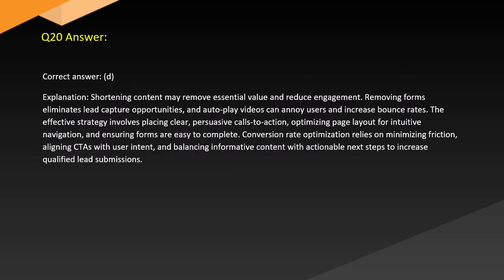Answer. Correct answer, D. Explanation. Shortening content may remove essential value and reduce engagement. Removing forms eliminates lead capture opportunities, and autoplay videos can annoy users and increase bounce rates. The effective strategy involves placing clear, persuasive calls to action, optimizing page layout for intuitive navigation, and ensuring forms are easy to complete. Conversion rate optimization relies on aligning CTAs with user intent and balancing informative content with actionable next steps to increase qualified lead submissions.